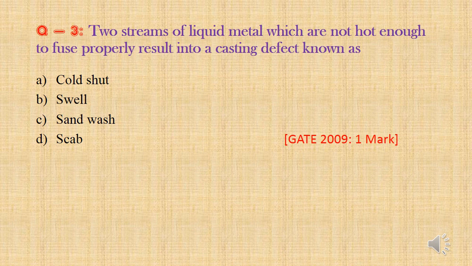Question number 3. Two streams of liquid metal which are not hot enough to fuse properly result into a casting defect known as option A, cold shut, option B, swell, option C, sand wash, option D, scab. Here, cold shut is the defect which is improper fusion of two streams of liquid metal in a thin section. So the answer is option A, cold shut.